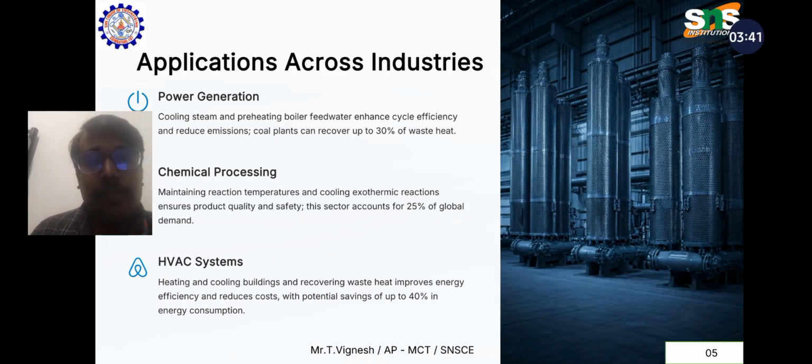As for applications, in power generation, cooling steam and preheating boiler feed water enhance cycle efficiency and reduce emissions. Coal plants can recover up to 30% of waste heat. In HVAC systems, heating and cooling buildings and recovering waste heat improves energy efficiency and reduces cost, with potential savings of up to 40% in energy consumption. So these are the applications of heat exchangers across industries.